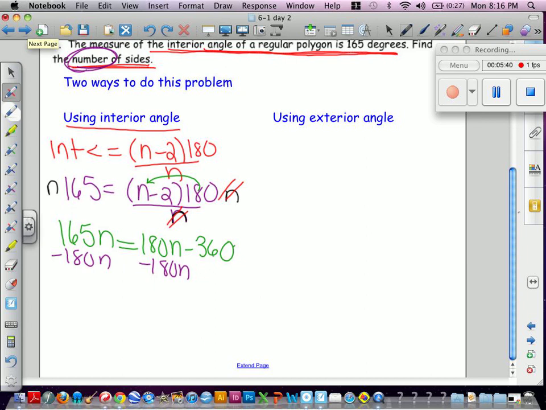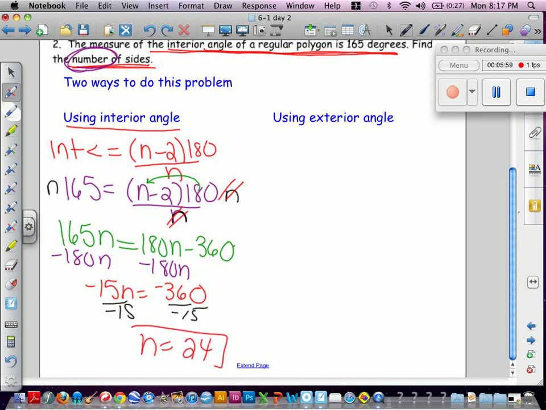165 minus 180 gives me negative 15n equals negative 360. Divide by negative 15 and divide by negative 15. n equals 24. There is more than one way to do this problem.